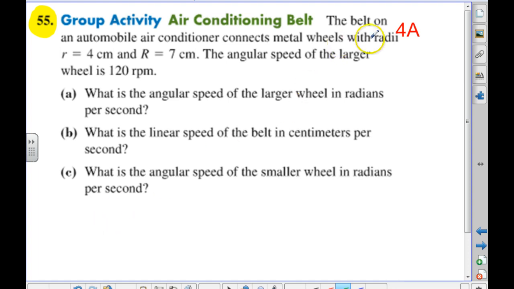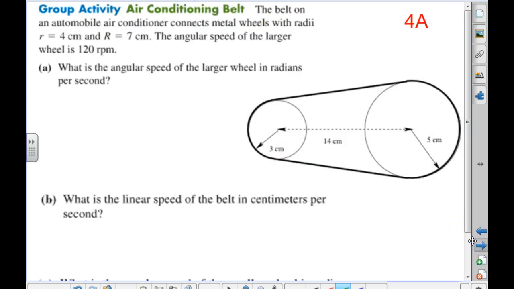It is talking about a belt that goes around 2 metal wheels, so I made a slide here with a stolen picture from the internet. The numbers aren't right, but this is the concept. Do you understand what's going on, guys? We have 2 wheels with a belt around them, okay?